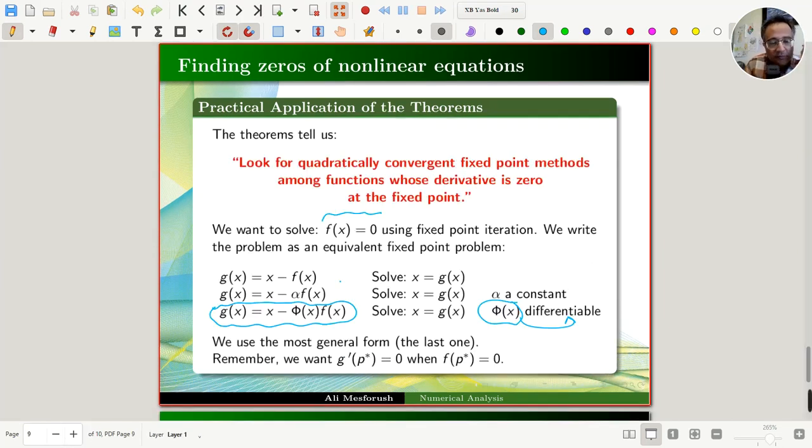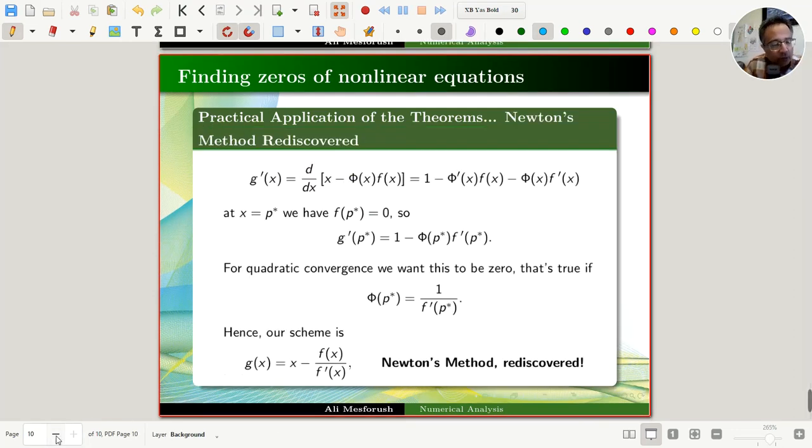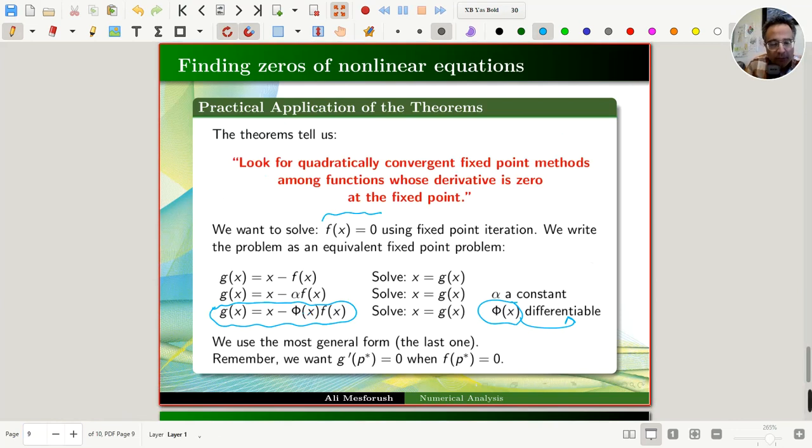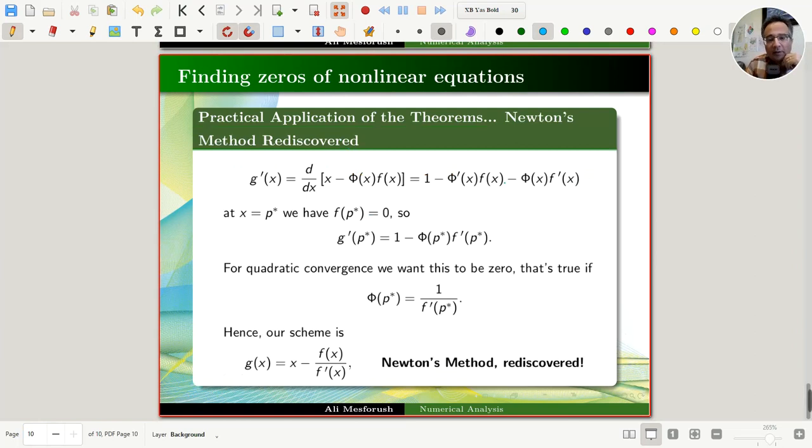Now, let me try to do something. I told you we have to find phi of x such that g prime of p star is equal to 0. So let's take the derivative of both sides of g of x. If we compute the derivative, g prime of x is equal to 1 minus phi prime of x times f of x minus phi of x times f prime of x. Exactly this one that I have written here.